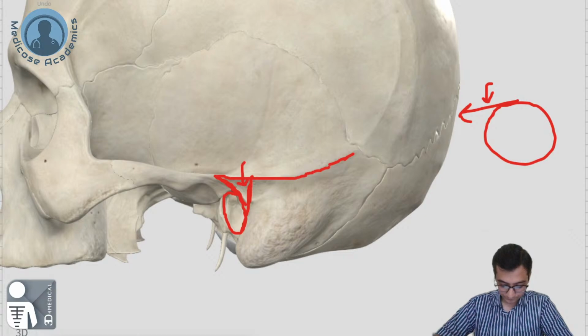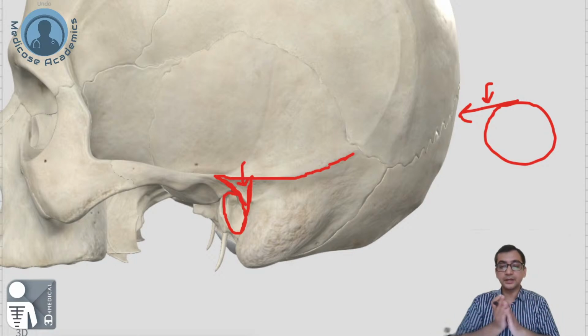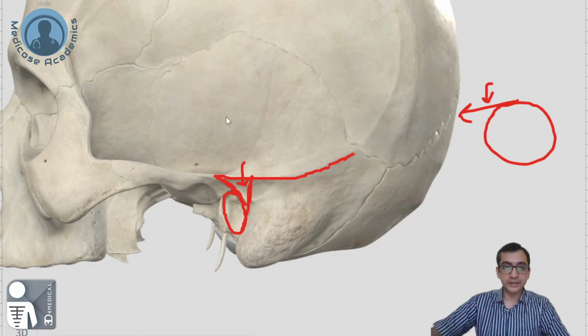Let me go to my book. This is the suprameatal triangle. This is the suprameatal triangle.